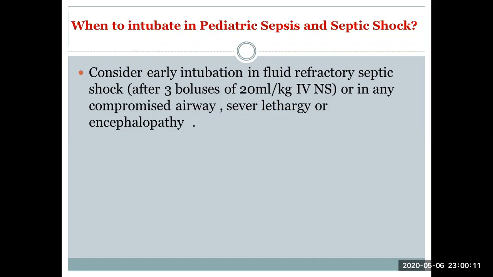Okay, as we said, the cardiac output is the product of heart rate and stroke volume. To augment the cardiac output, you need to just lighten the burden on the heart by ventilating your patient and to optimize the cardiac output to the vital organs at that point. So the indication for intubating a septic patient is not lethargy, is not encephalopathy, is not airway compromise, it's hemodynamic instability.